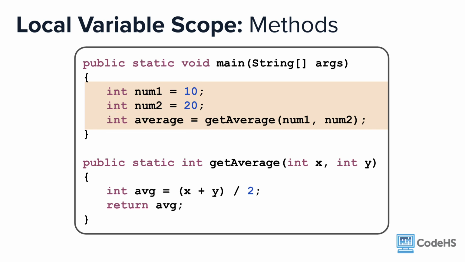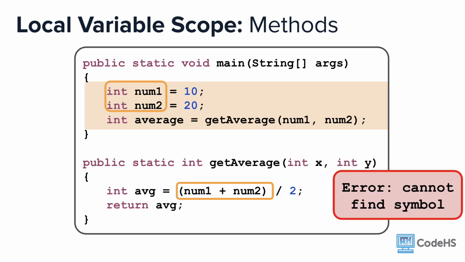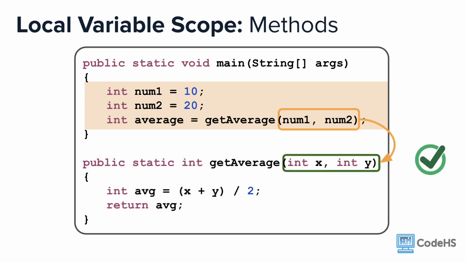Notice how the getAverage method can use the num1 and num2 variables as arguments because this method is called within num1 and num2's scope. What would happen if you tried to use the variables num1 and num2 inside the getAverage method instead of the parameters x and y? This would result in an error that says cannot find symbol because num1 and num2 do not exist outside of their main method scope. This is why parameters are so important. Parameters enable methods to get input from outside their scope.